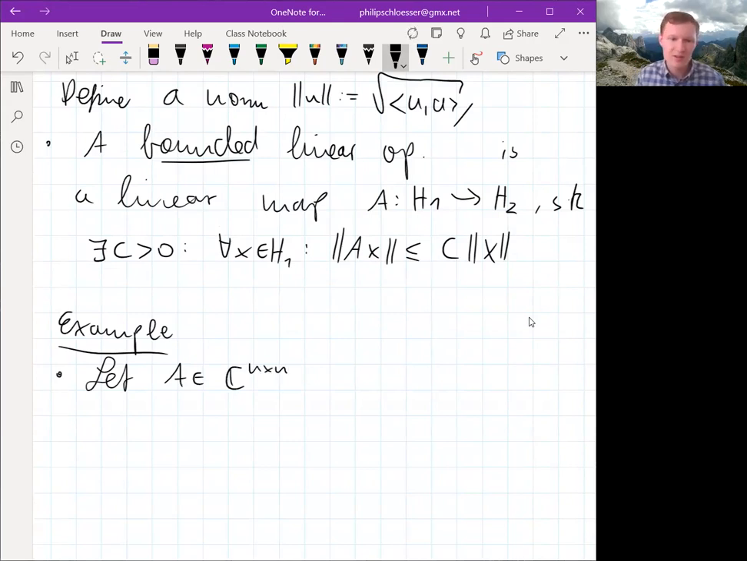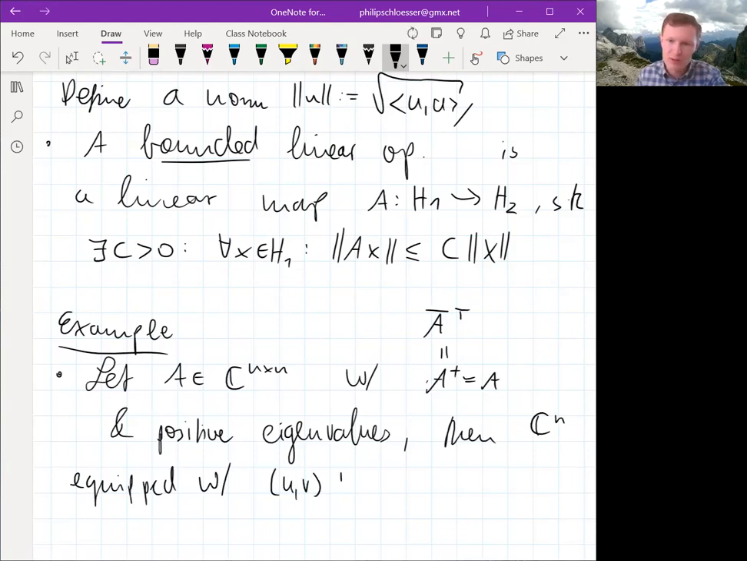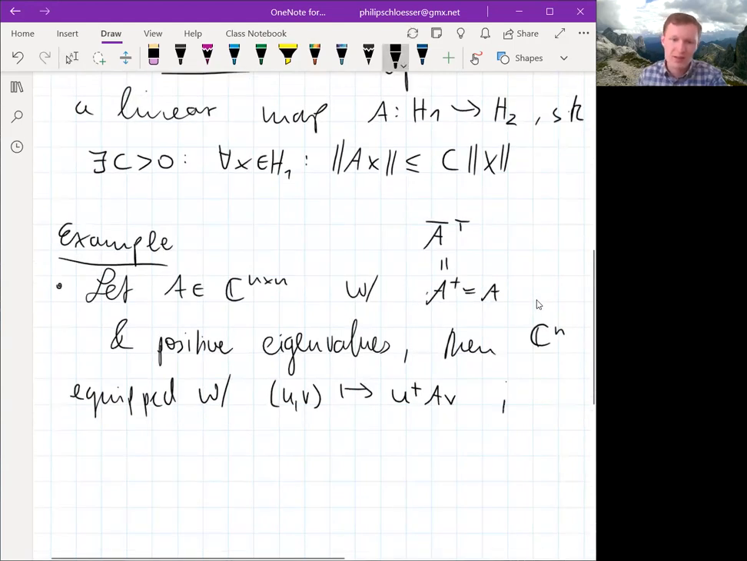So let A be a complex matrix with A dagger equal to A. Again, physics notation: A dagger is A conjugate transposed. We will almost never talk about conjugate or transposed separately, so dagger is the thing we will mostly mean. And with positive eigenvalues, meaning that all eigenvalues are positive. Then Cn equipped with the inner product that maps a pair U, V to U dagger A V, which is a 1-by-1 matrix or a complex number, is an inner product space.